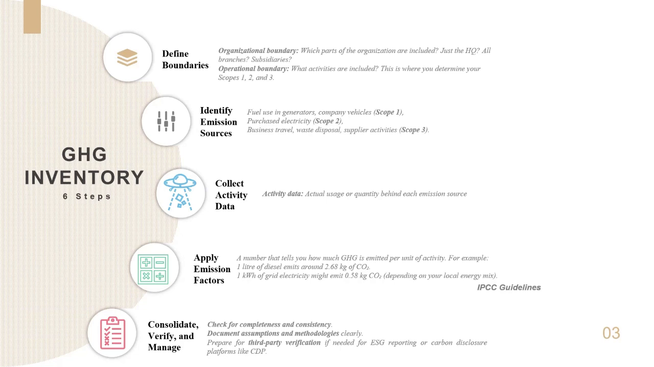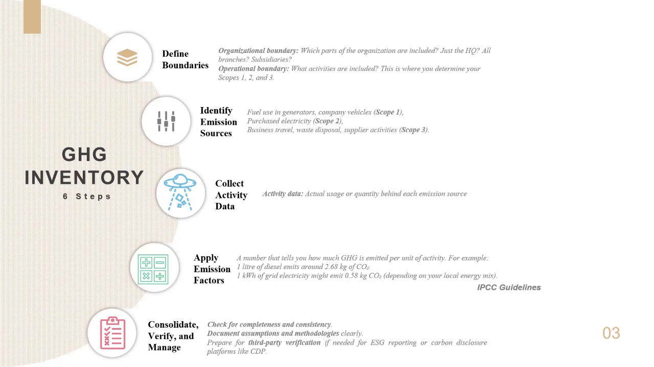Step 2, identify emission sources. Once boundaries are set, you identify sources of emissions such as fuel used in generators, company vehicles, purchased electricity, business travel, waste disposal, and supplier activities. A source map or emission inventory worksheet is often used here to list all activities that may produce emissions.